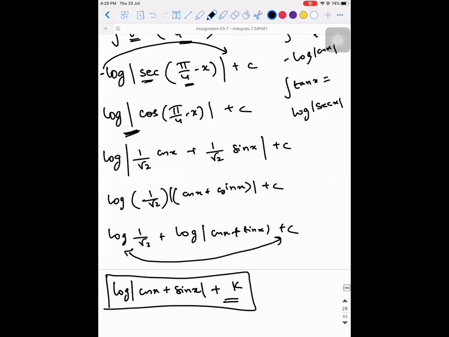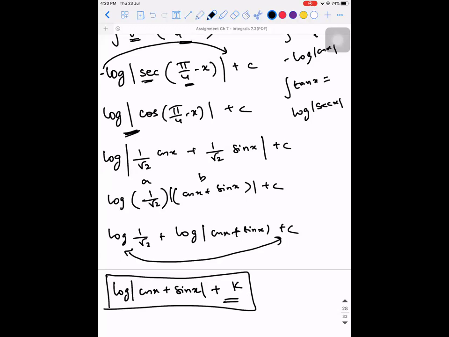Okay. From where was it not audible? From taking the log of 1 by root 2 cos x plus... Yes, sir. 1 by root 2, I took out the 1 by root 2. I'm writing it as 1 by root 2 into cos x plus sin x. Correct? Okay, sir. So this is A, this is B. Log AB is equal to log A plus log B.